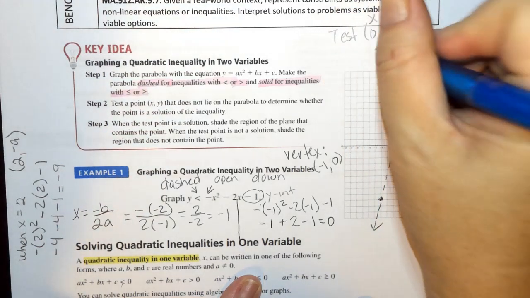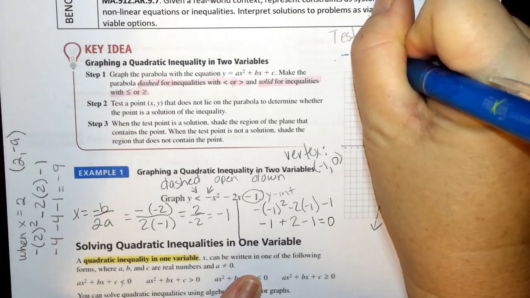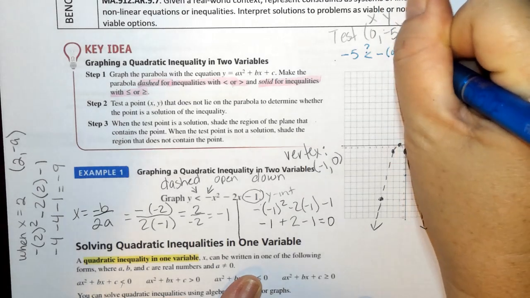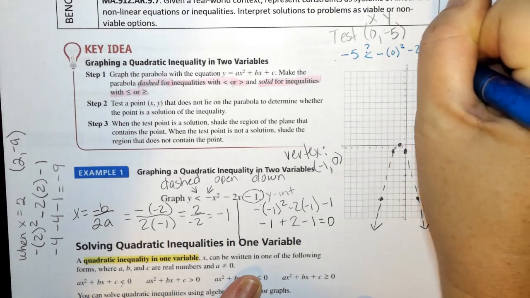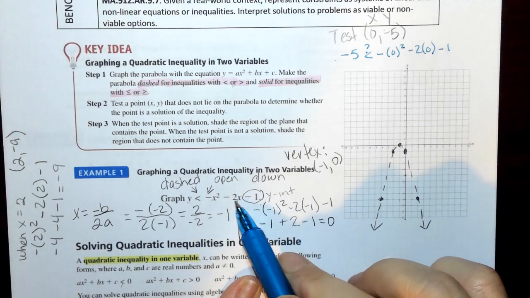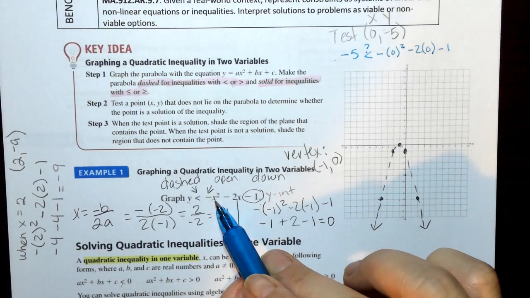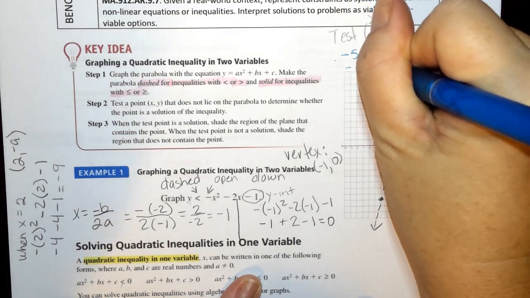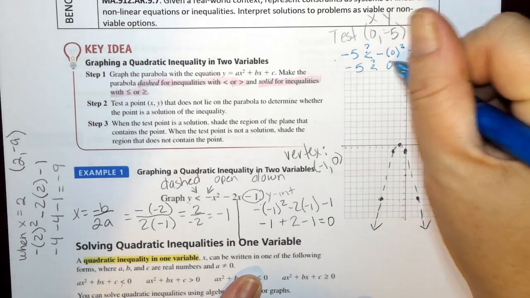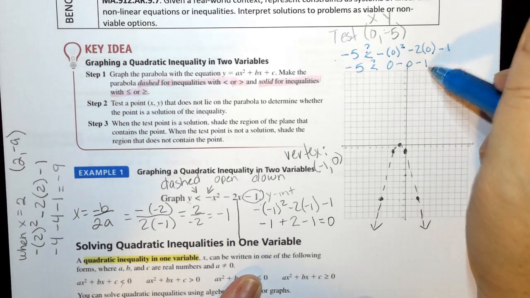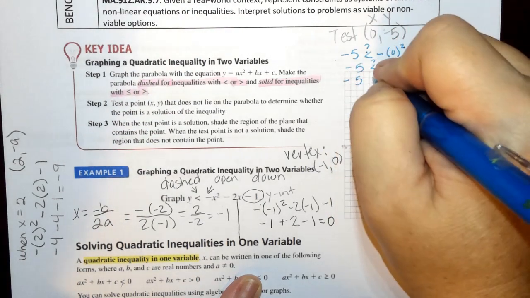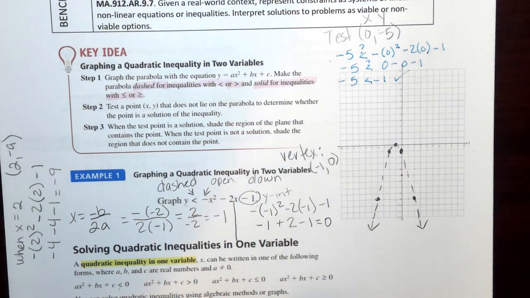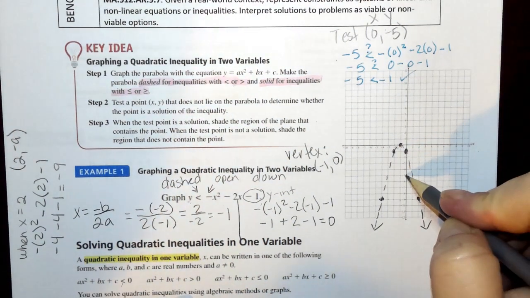So we're going to say -5, is it less than 0 squared minus 2 times 0 minus 1? All I did was plug in -5 for y and 0 for x. And now we're just going to solve. So -5, is it less than 0 minus 0 minus 1? So -1. Is -5 less than -1? It sure is. So what does that tell us? That tells us that this is a true statement.